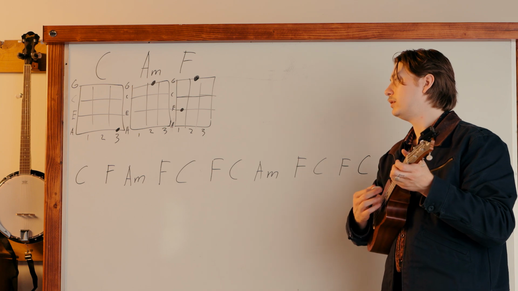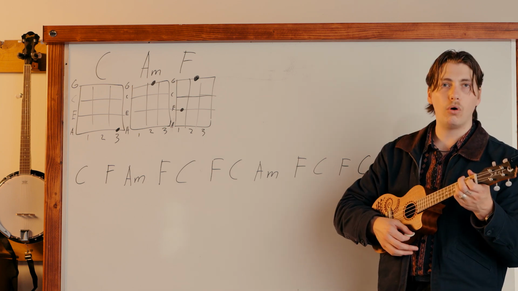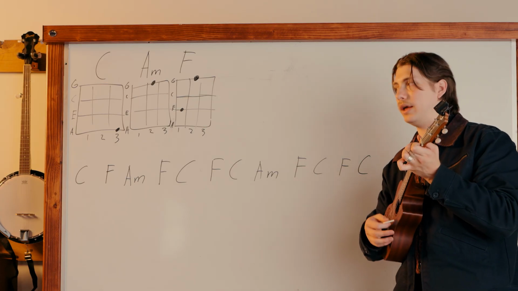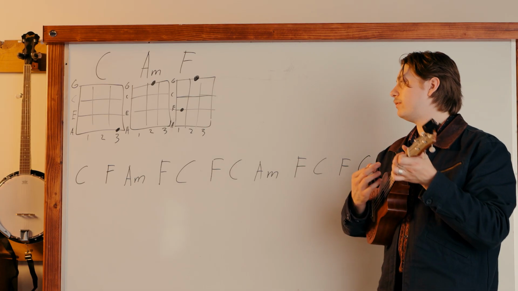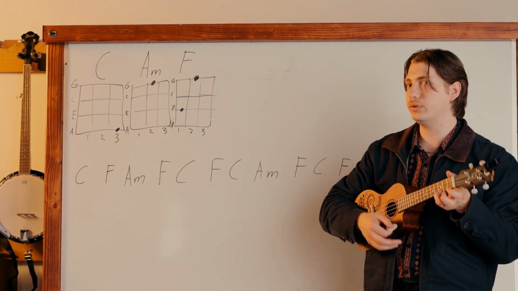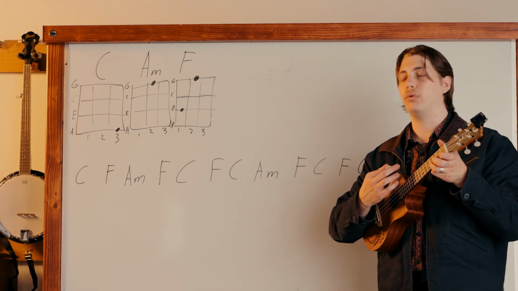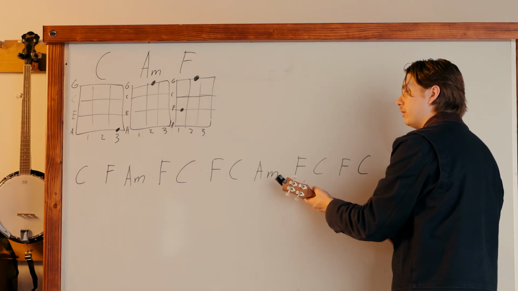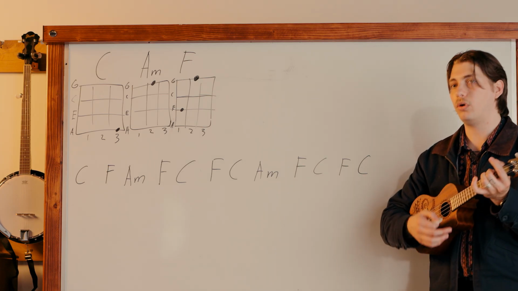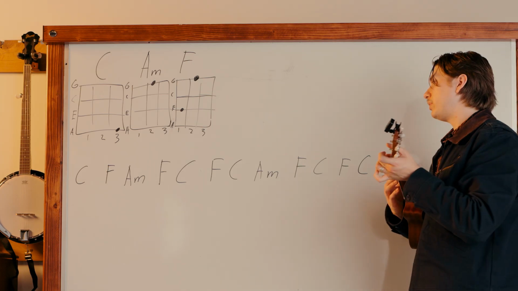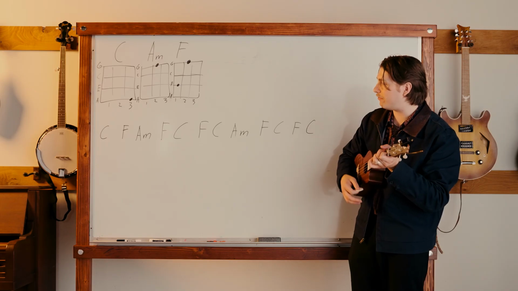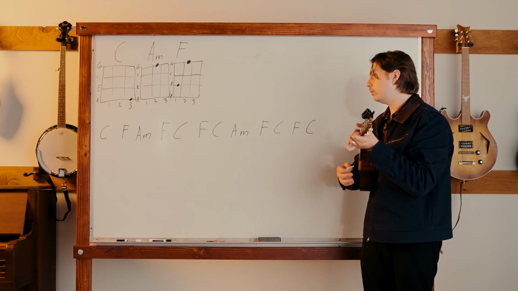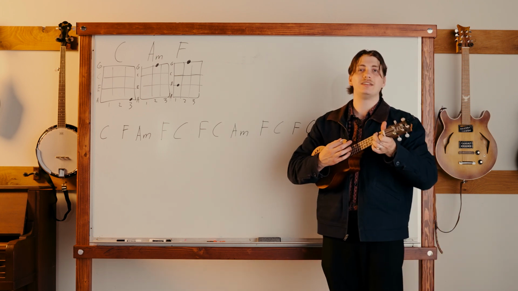Keep going. 2, 3, 4. And then F, 2, 3, 4. 1, 2, 3, 4. And then C, 2, 3, 4. 1, 2, 3, 4. And then A minor. Okay, keep going. One more time. 2, 3, 4. And then F, 2, 3, 4. 1, 2, 3, 4. And then C.